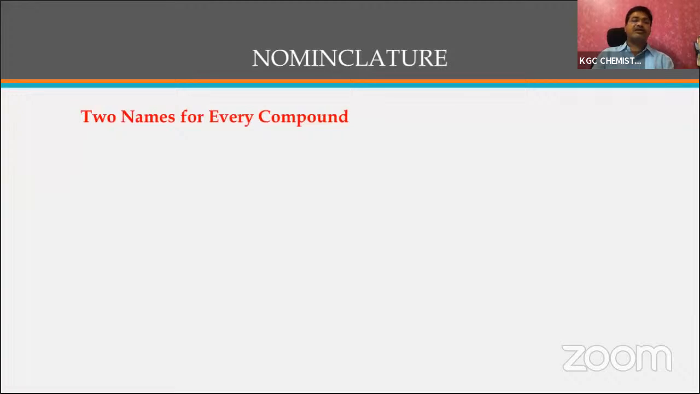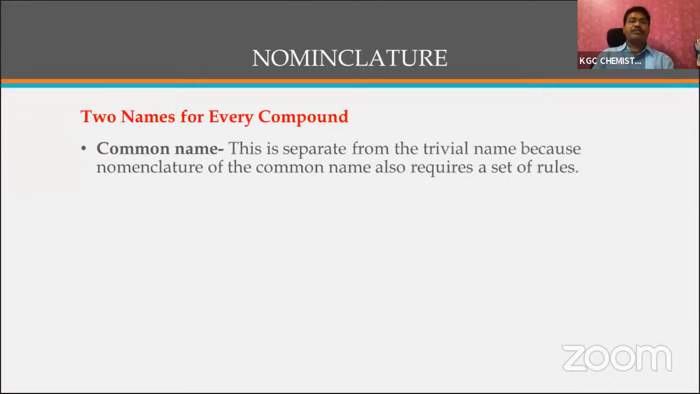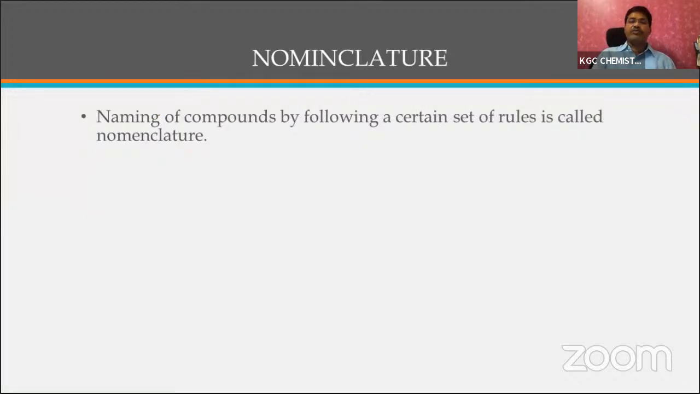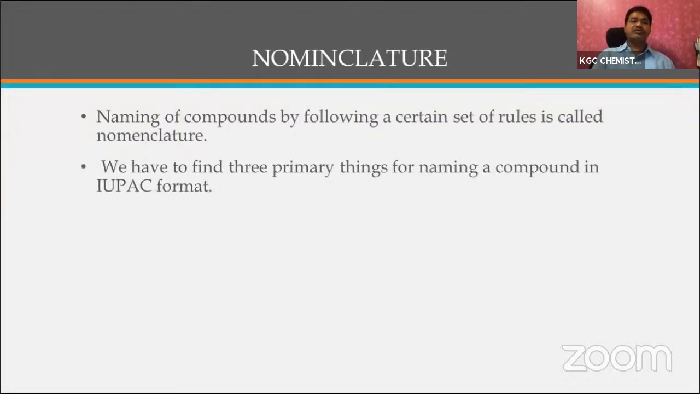First we are discussing nomenclature. Generally we take two names for every organic compound. One is the common name, that is our trivial name, like our nicknames. And another one we call the IUPAC name, naming of the compounds by a set of rules. We have to find three primary things for naming the compound in IUPAC format.